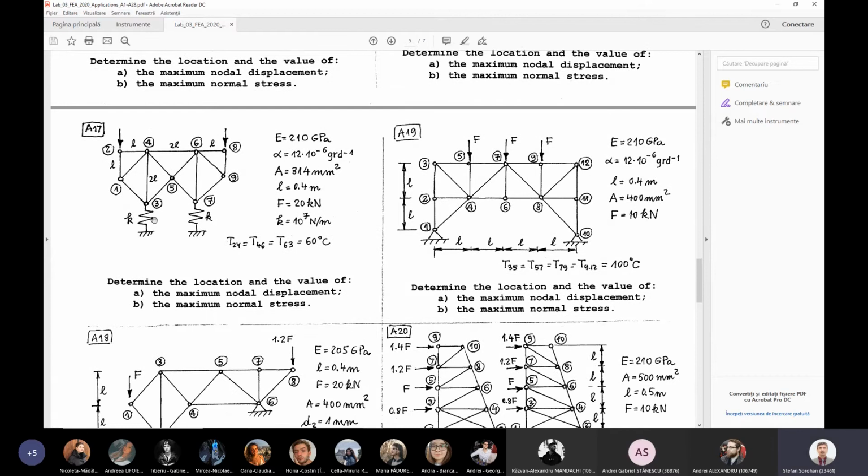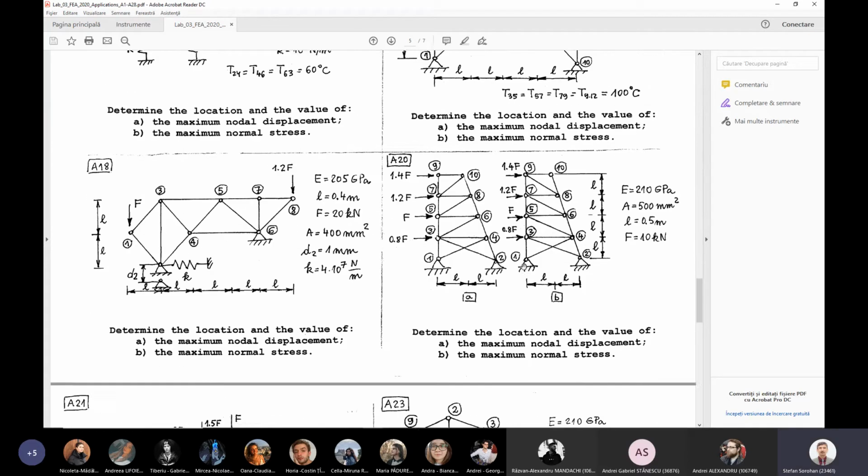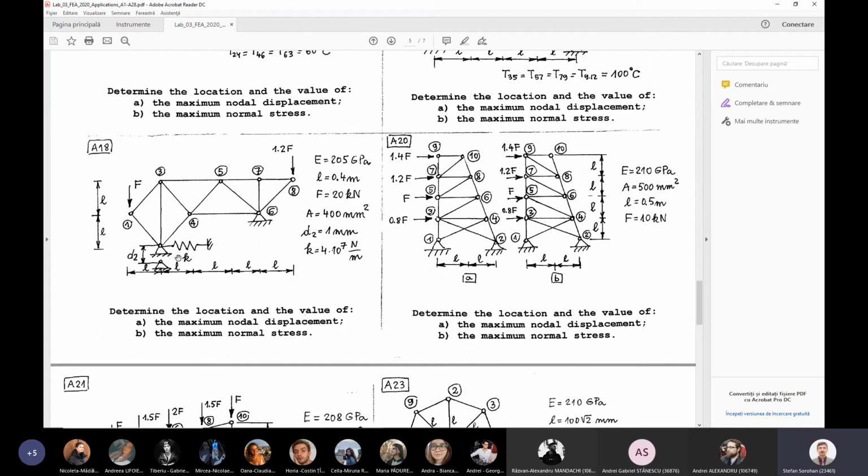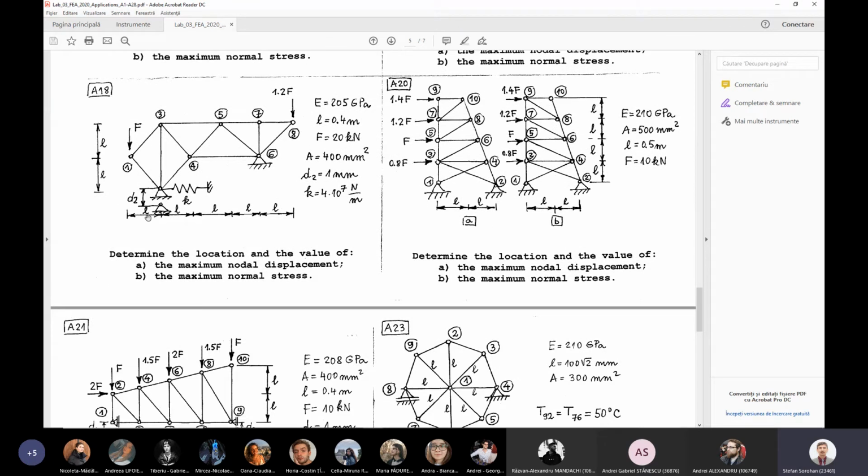And as you can observe here, for example, this problem here, you have two elastic supports. So that means here is a spring. Then for other problems, as this one here, you have a spring, and you have also an imposed non-zero displacement here, which is 1 millimeter in this case.